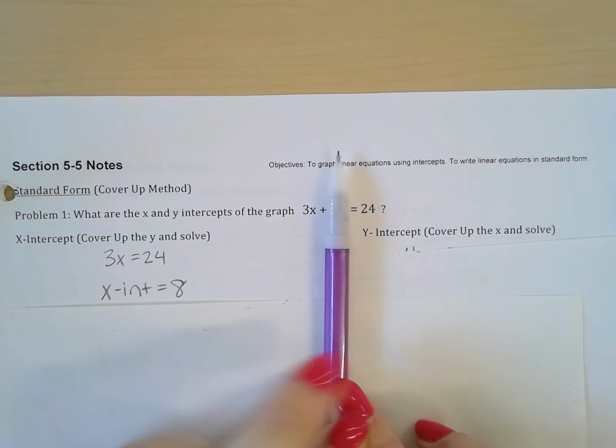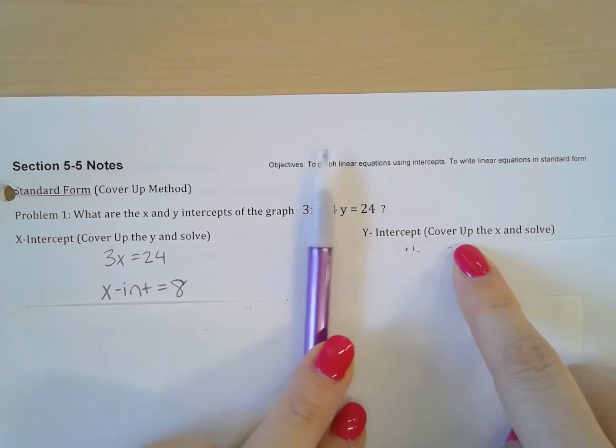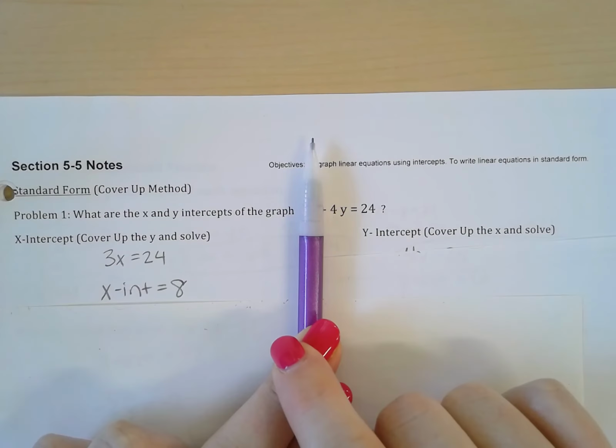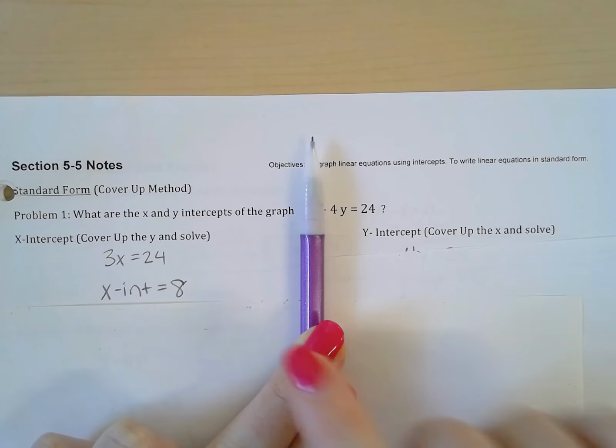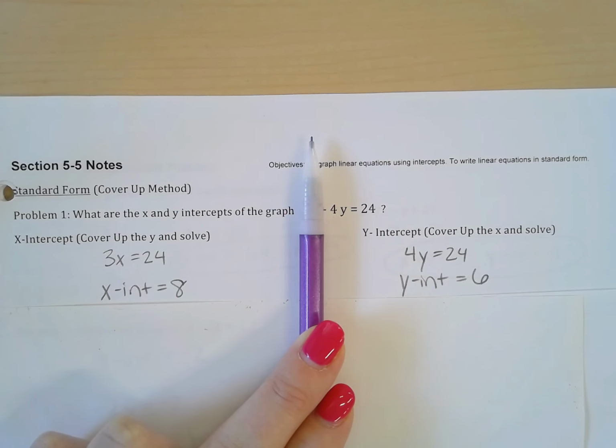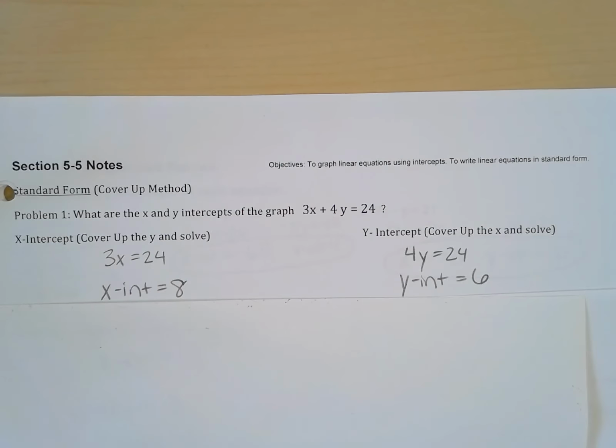For the y-intercept, I have to cover up the x part of the equation and solve. So if I cover up the x part, I get 4y equals 24. So that's what I write out. And then I have to divide each side by 4. So I get my y-intercept is 6. Shouldn't be too terribly difficult. You just need to cover up and then solve.